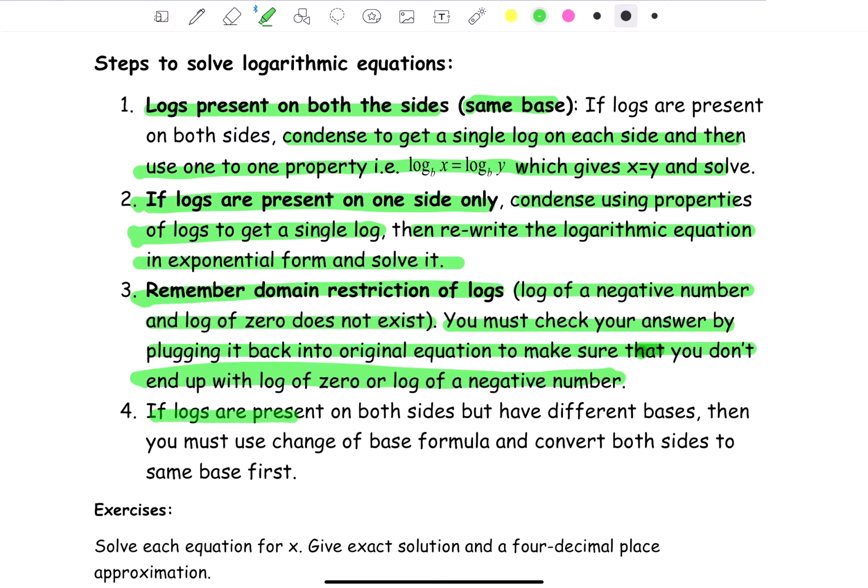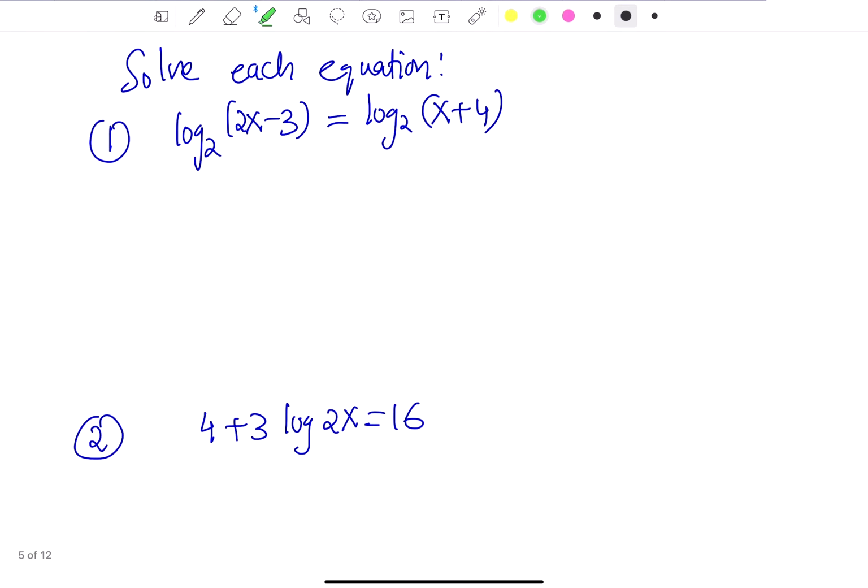If logs are present on both sides but have different bases, then we must use the change of base formula and convert both sides to the same base first. Let's see some examples. First problem, log to the base 2 of 2x minus 3 equals log to the base 2 of x plus 4.